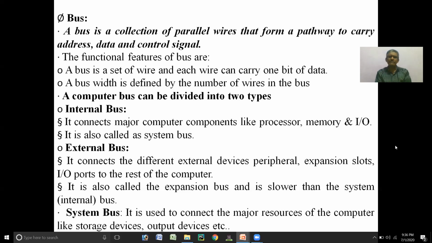Second one, external bus. The external bus connects the different external devices like expansion slots and I/O ports to the rest of the computer. External buses are also called expansion buses and are slower than the system bus. The external buses are slower than the internal buses.